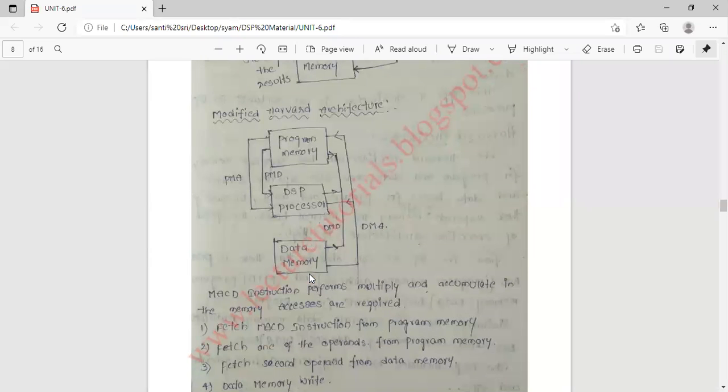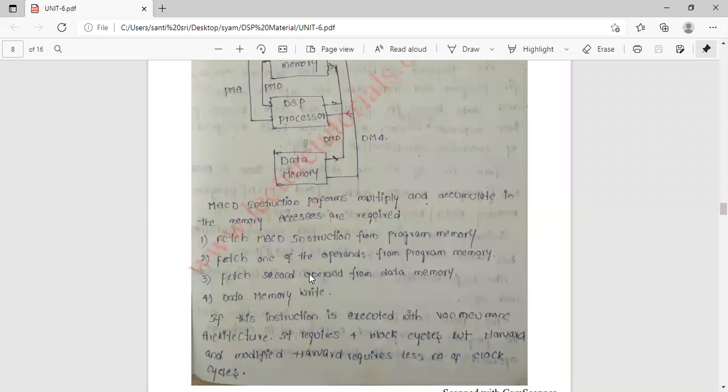Here the MACD instruction, multiply and accumulate, needs the following memory accesses: fetch the MACD instruction from program memory, fetch one of the operands from program memory, fetch the second operand from data memory, and the fourth is a data memory write. These are the MACD. What is MACD? Multiply and accumulate.